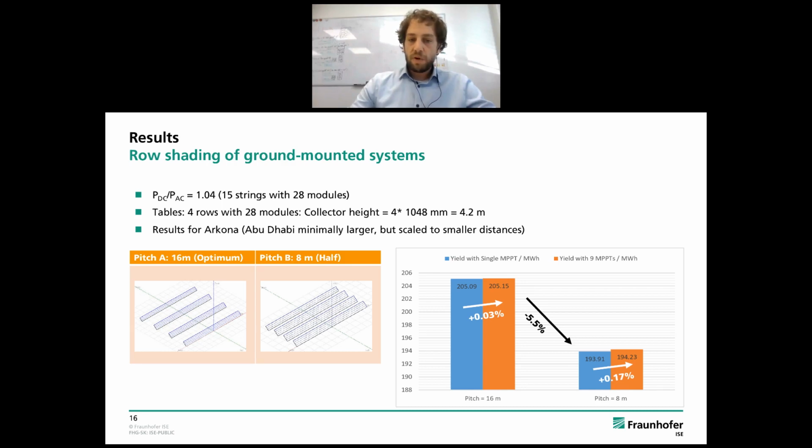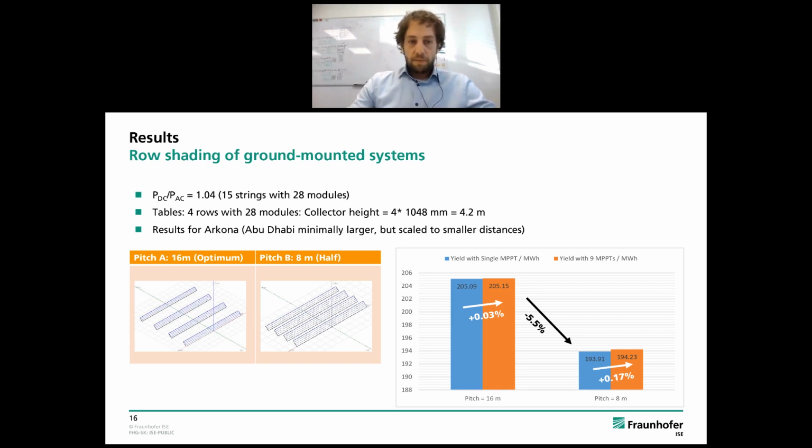But what is always overestimated by people, as we have seen in discussions, is how much of this energy loss can be recovered by multi-MPPT inverters. And this part is only 0.17% here. So of course you lose energy because of the shading, but multi-MPPT in such a configuration allows you to recover only 0.17% of these shading losses.